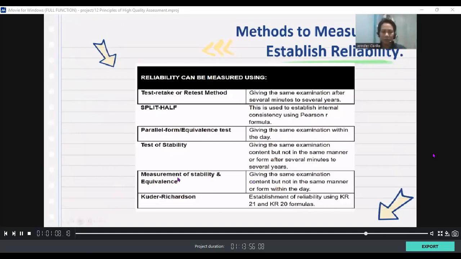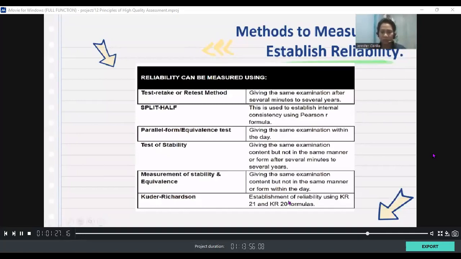Measurement of stability and equivalence, giving the same examination content but not in the same manner or form within the day. So for example, same siya content pero ang usa ka test kay multiple choice, ang usa ka test let's say matching type or true or false.